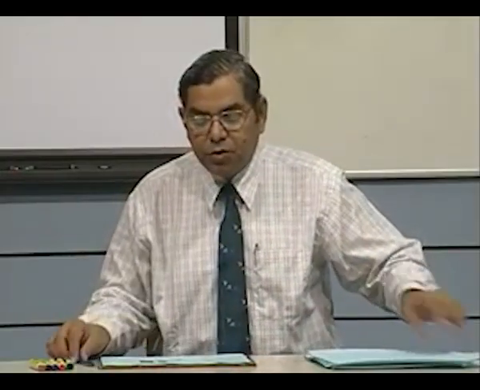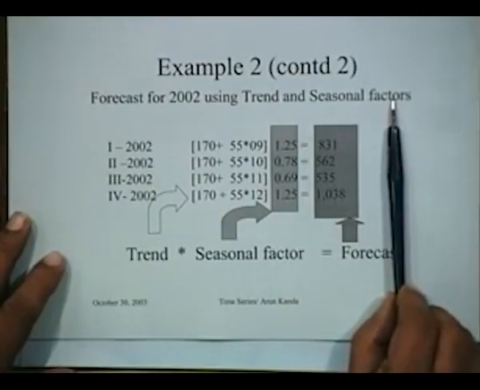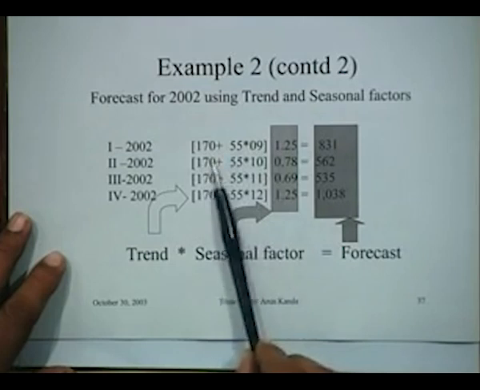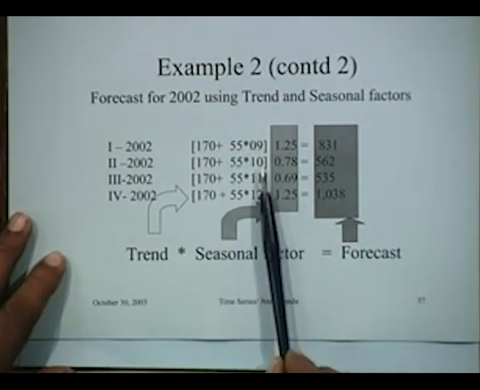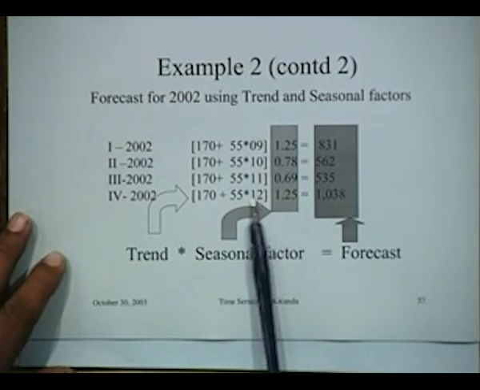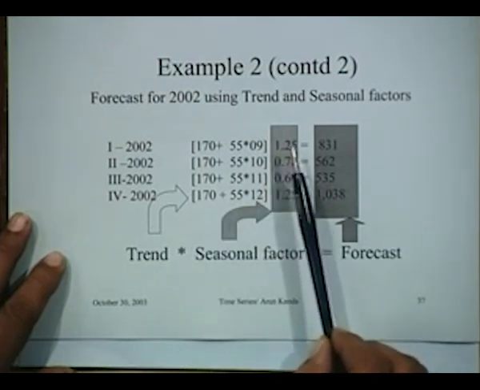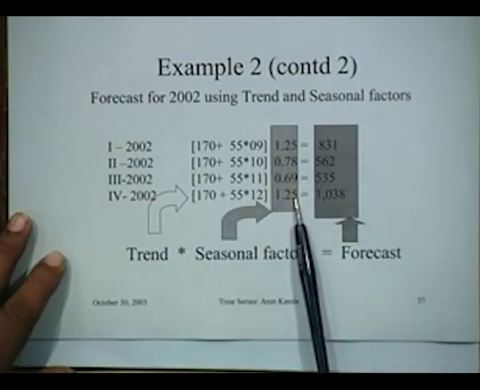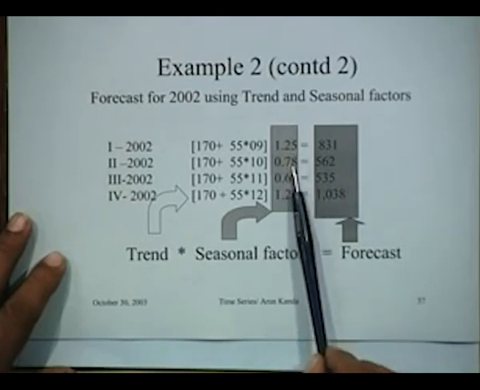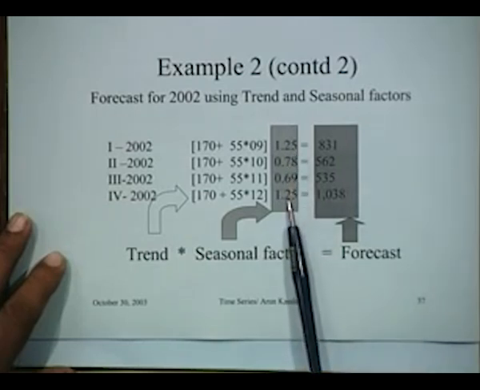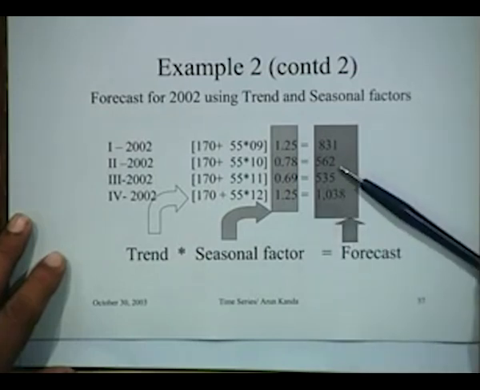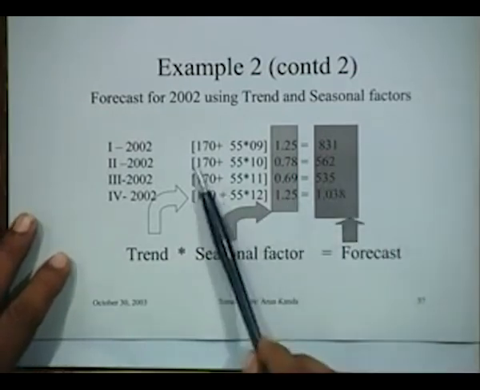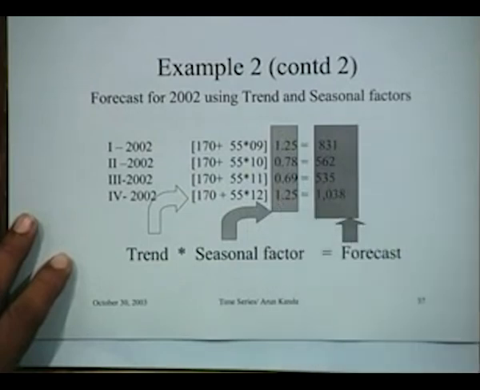So the forecast for 2002, that is the next year, using trend and seasonality factor would be, we use the trend line 170 plus 55 into the 9th period, the 10th period, 11th period, 12th period, multiplied with the seasonality factors which we have just computed, 1.25, 1.78, 0.69, 1.25, and this becomes your forecast for the next 4 quarters of 2002, which takes into consideration trend and seasonality in general sense.